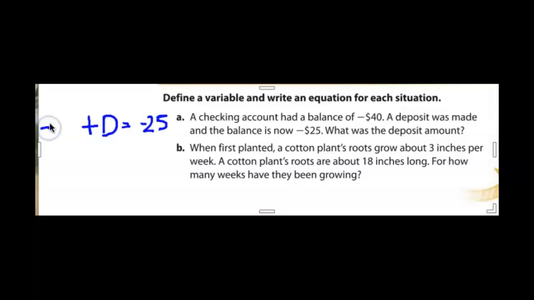Okay, that is correct. The answer is we started out with negative $40. So negative $40 plus a deposit equals negative 25 is the equation we should write.